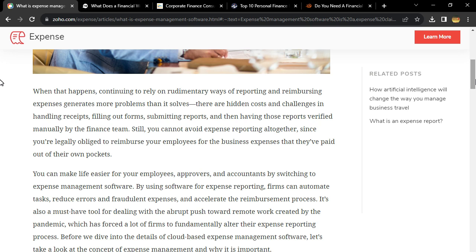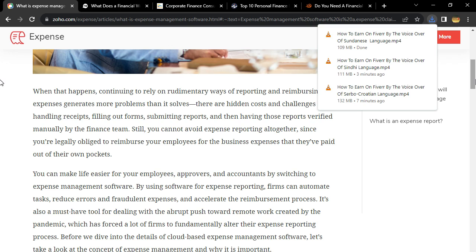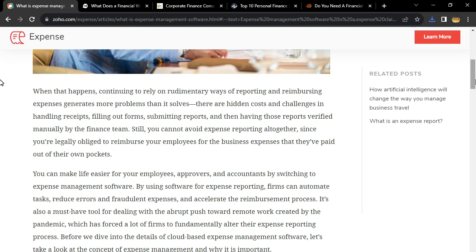There are hidden costs and challenges in handling receipts, filling out forms, submitting reports, and then having those reports verified manually by the finance team. Still, you cannot avoid expense reporting altogether, since you are legally obliged to reimburse your employees for the business expenses that you've paid out of their own pockets. You can make life easier for your employees, approvers, and accountants by switching to expense management software.